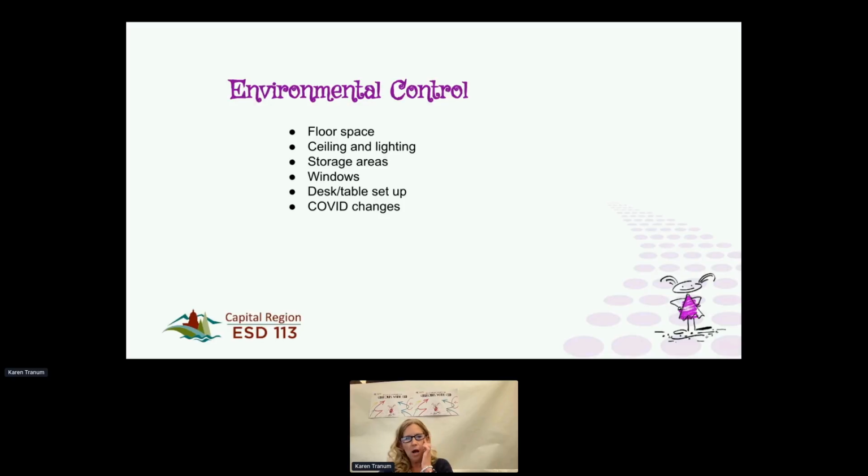And these are the areas I'm going to address. And I'm not going to talk as much as I've got some examples of what they will look like. But floor space, ceiling and lighting, storage areas, windows, desks and tables. And then we're going to talk about how do we do this with COVID changes in mind.